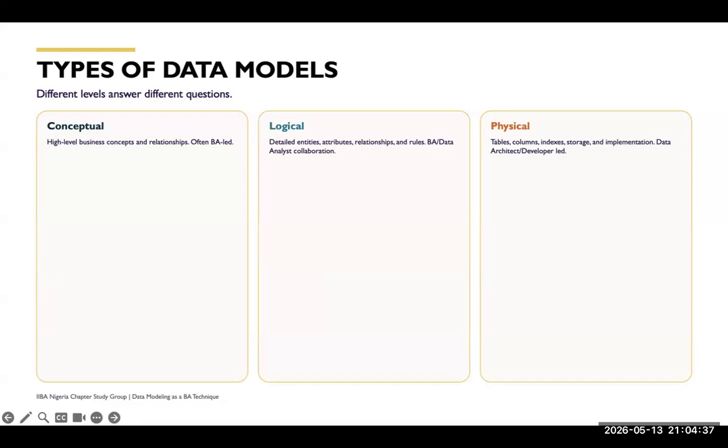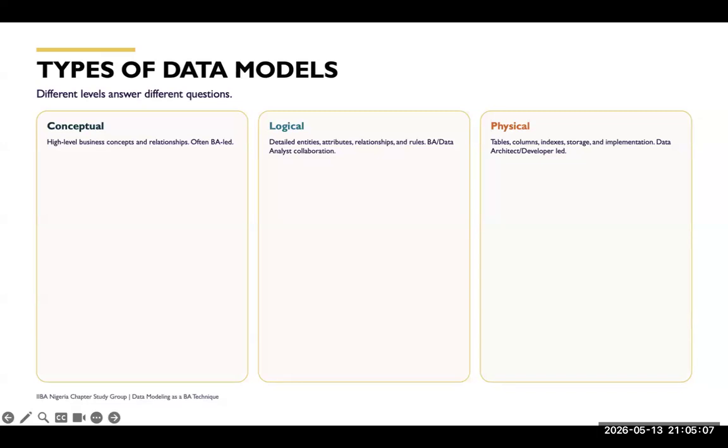Right, so now we have types of data models. What we looked at before, so you don't get it mixed up, was the anatomy, the core components of a data model. Now, this is looking at the types of data models that exist.